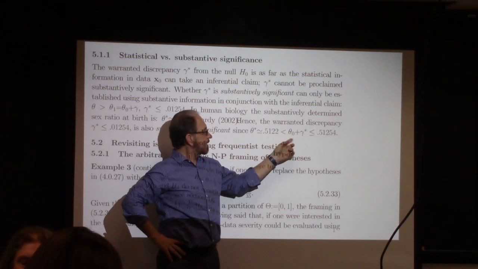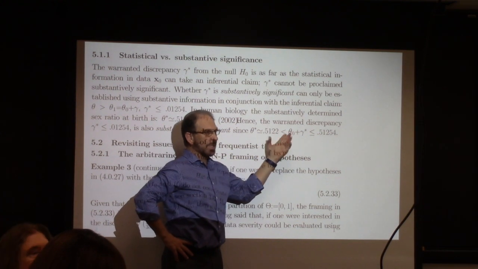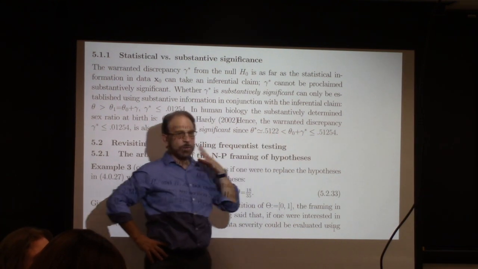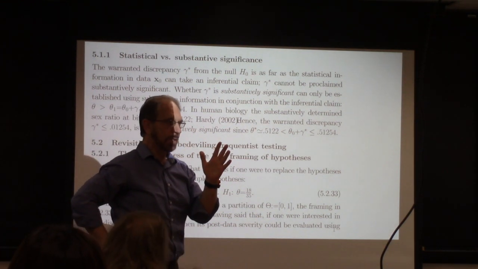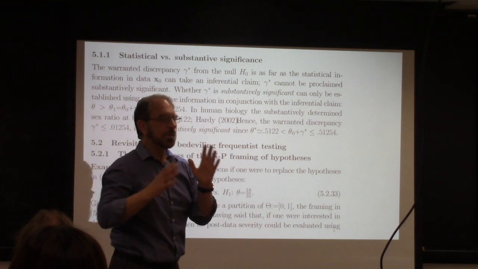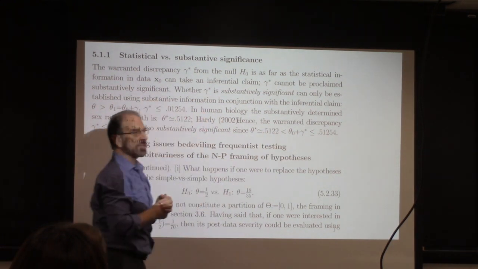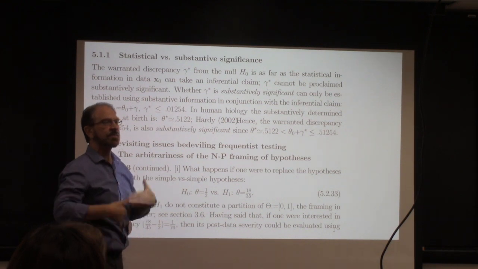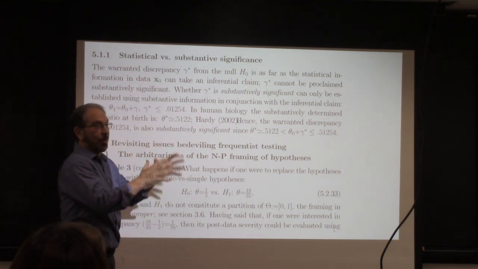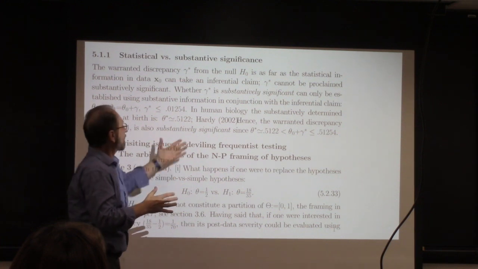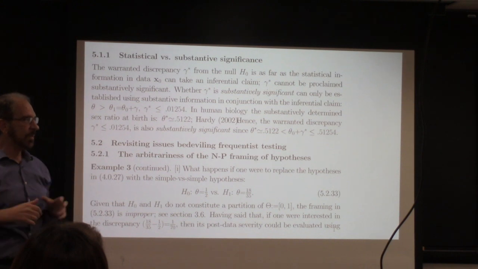My point is that even where you get this match number, is it within my upper bound? Yes. So here I can look people in the eye and say, at 0.85 severity, the warranted discrepancy is slightly bigger than the biologically determined discrepancy, so I can claim substantive significance. One of the reasons I use this example is because I have something concrete to compare it to. This is a whole book about that particular issue, and they're all around 0.5122.